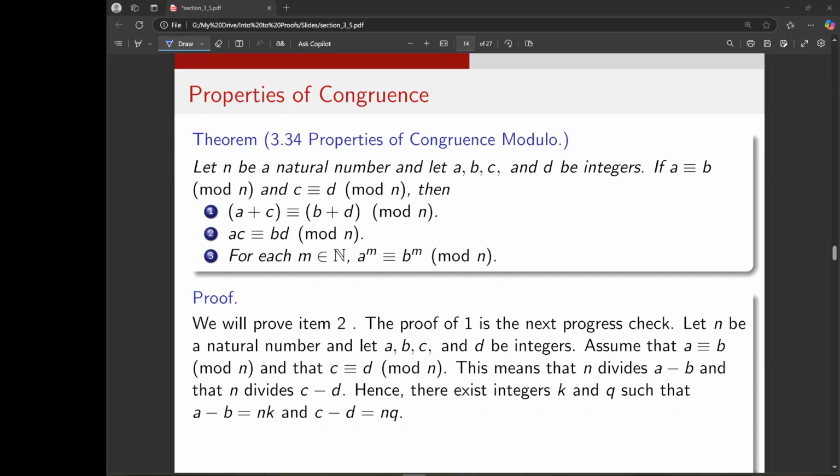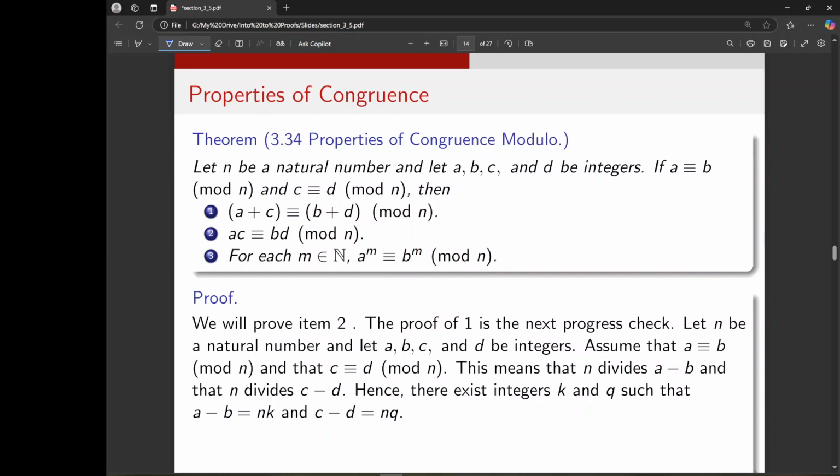Okay, now we want to introduce Theorem 3.34, which is properties of congruence modulo. Let n be a natural number and let a, b, c, and d be integers. If a is congruent to b mod n and c is congruent to d mod n, then you can add both congruences to each other, you can multiply both congruences to each other, and then for each m, a to the power of m is congruent to b to the power of m.